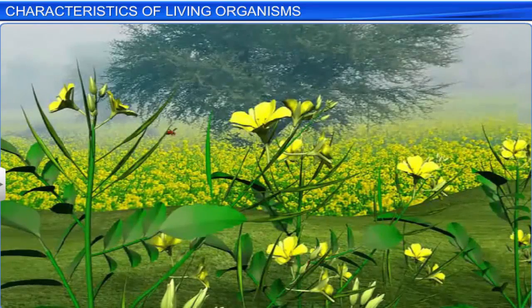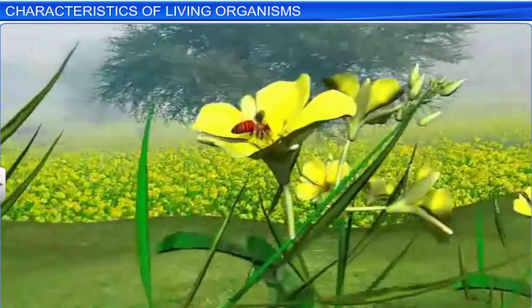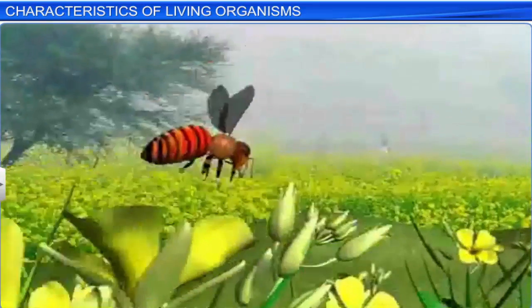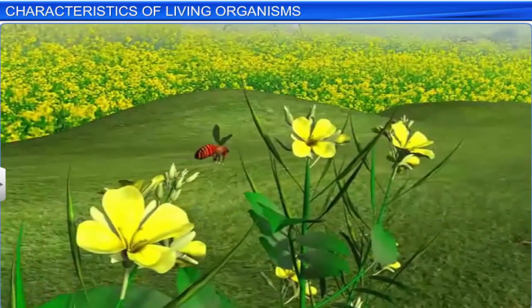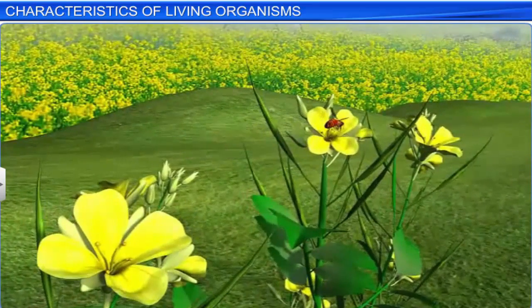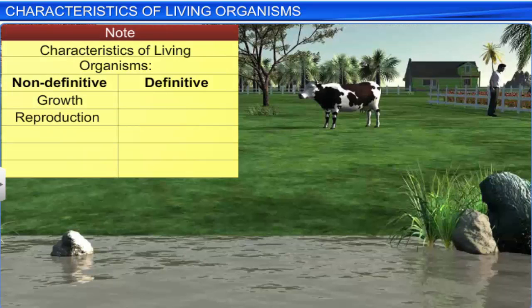However, certain organisms, such as sterile worker bees, are not capable of reproducing. But that doesn't mean they are non-living. Reproduction is therefore not a definitive characteristic of the living.